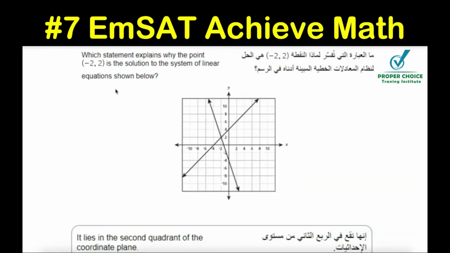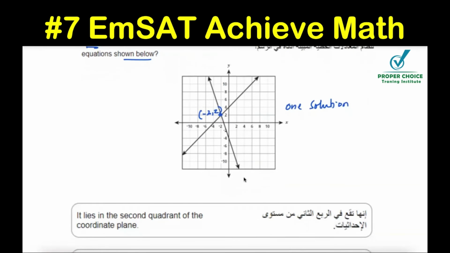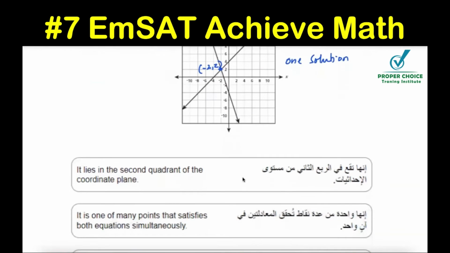Which statement explains why the point minus 2 comma 2 is the solution to the system of linear equations shown below? The graph of the system of linear equations has been shown to us, and minus 2 comma 2 is the point where the two lines intersect. What does this show? If two lines intersect at one point, then we say that kind of system has one solution, or I can also use another phrase: the lines are consistent and independent. So I should select the option that includes the words one solution or consistent independent.